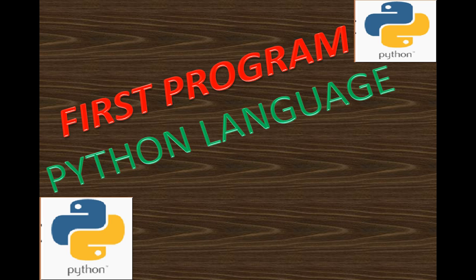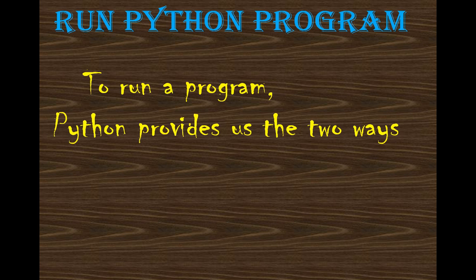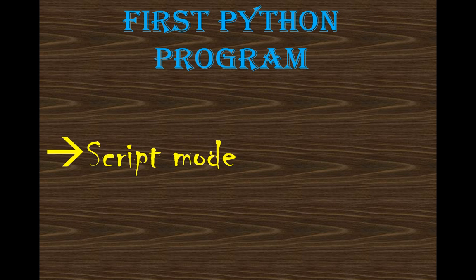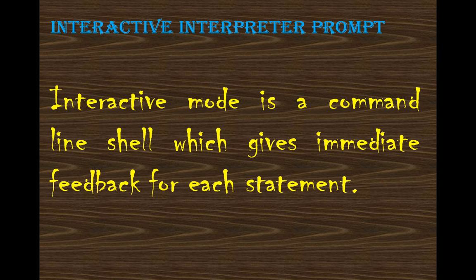To run a Python program, Python provides us two ways. The first way is the interactive mode and the second one is the script mode. Interactive mode is also known as the interactive interpreter prompt. So let's first understand the meaning of interactive interpreter prompt, and then we'll put these words together to answer our question: what is the interactive interpreter prompt?